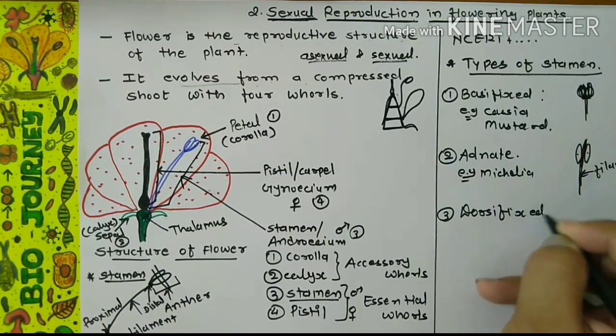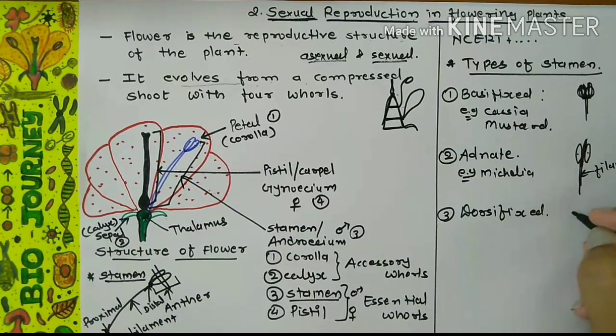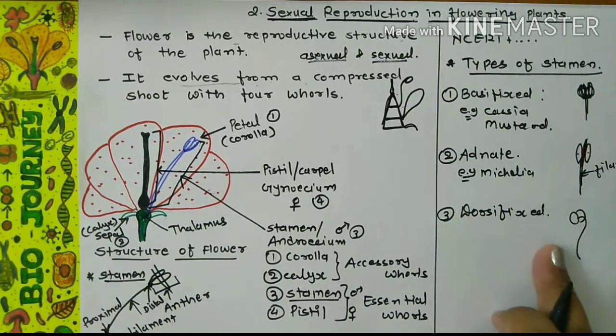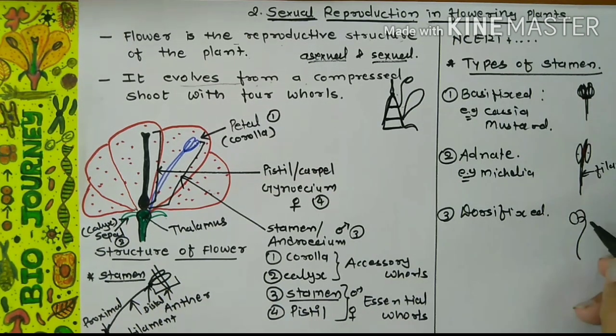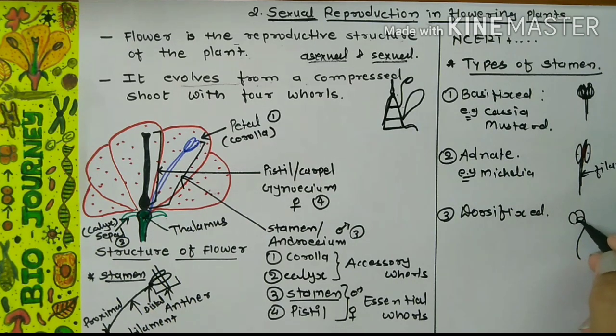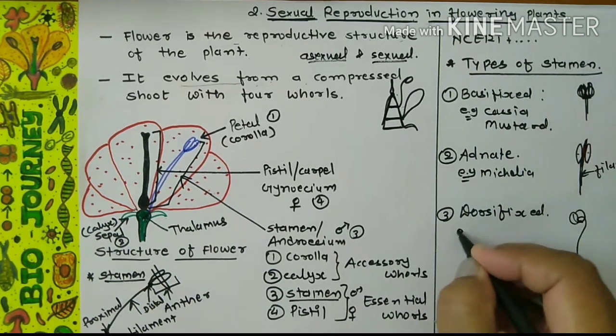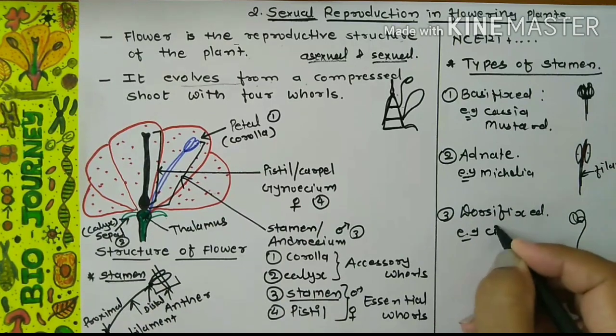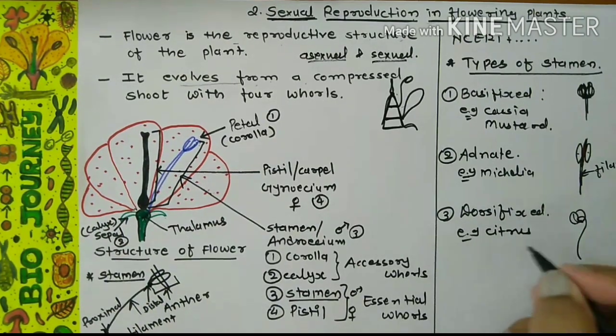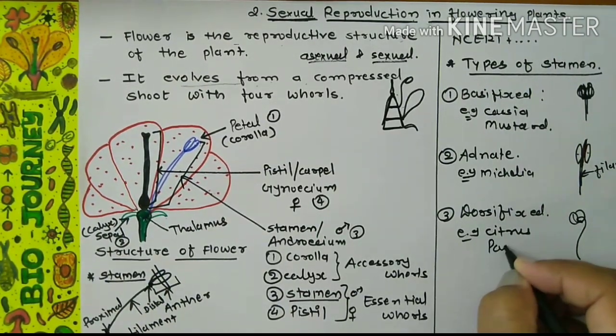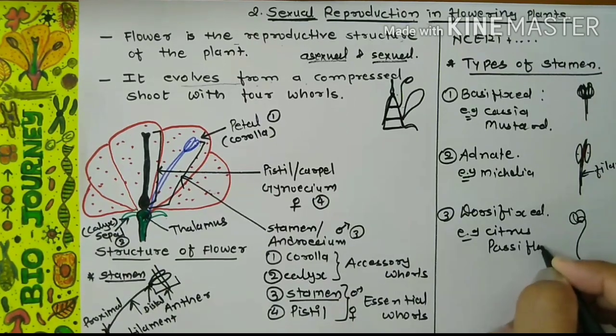The third type is known as dorsifixed. In this type of stamen, the filament is attached to the back of the anther, as you can see over here. Examples are citrus plants and passiflora.